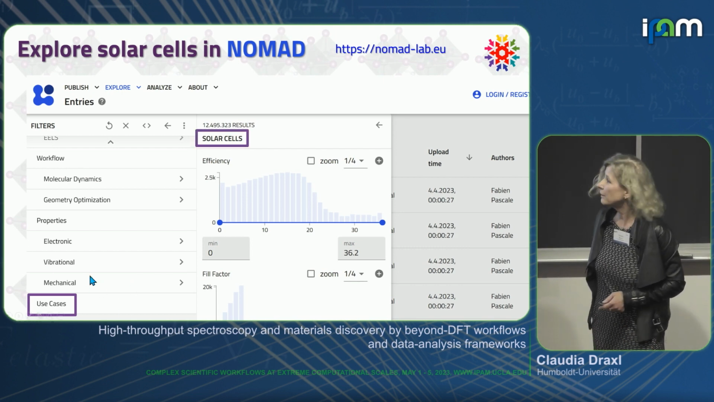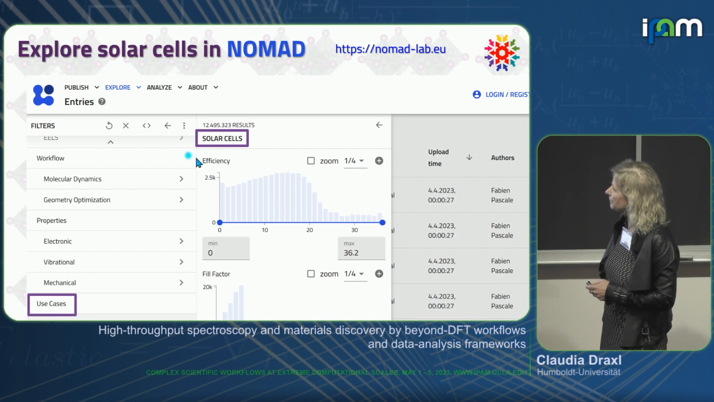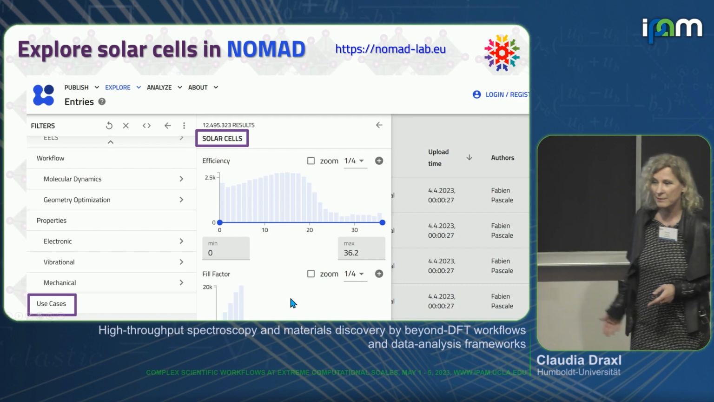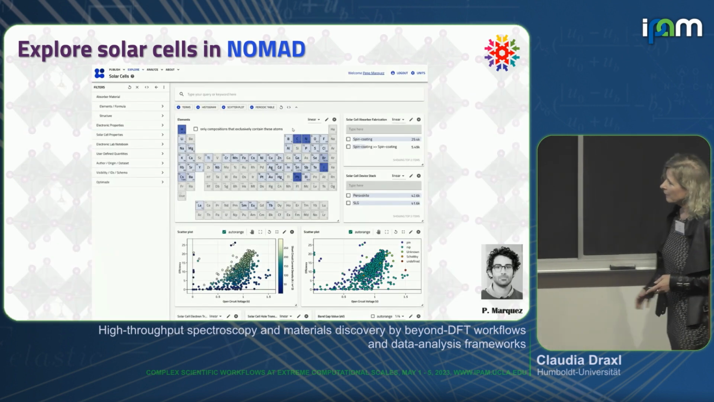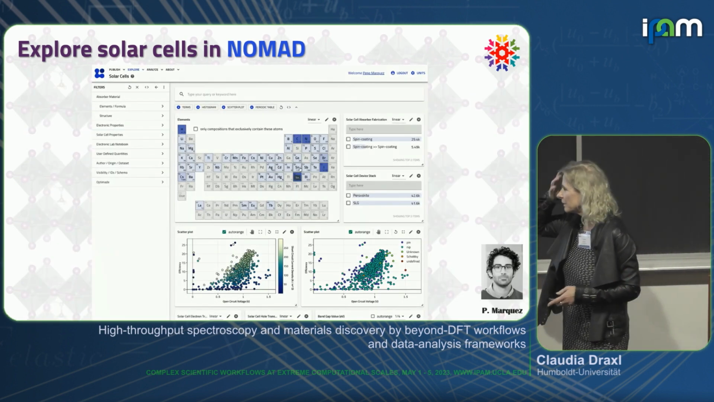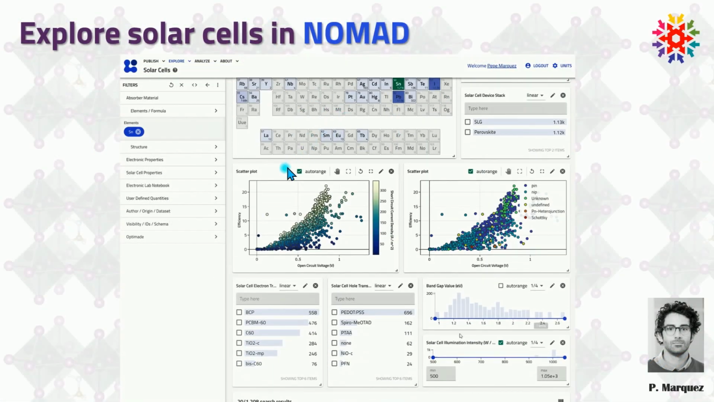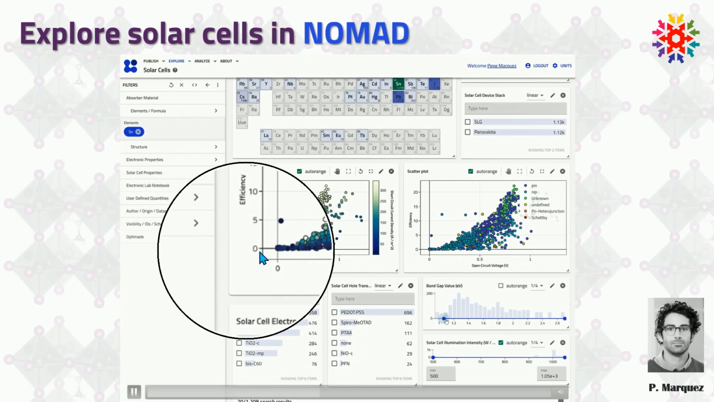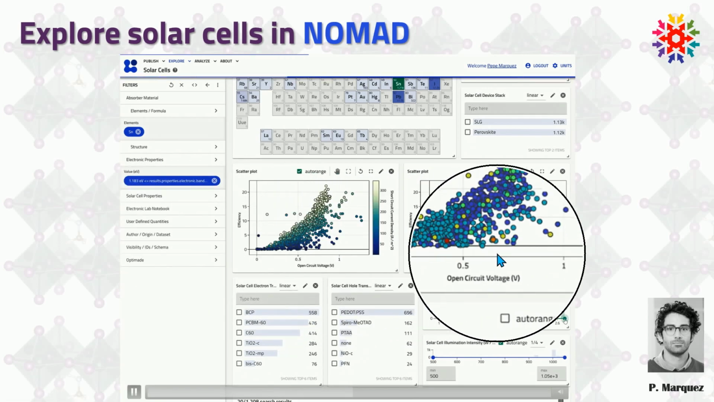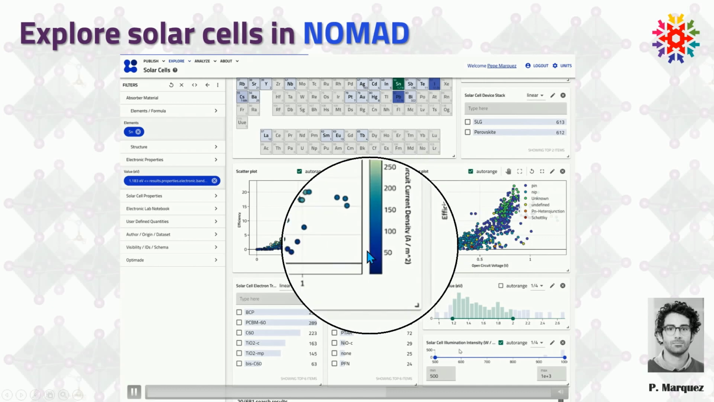One of the use cases here are solar cells, and then you can see what all these devices are about, what the properties are. So I just show you a very small movie. Don't worry if you can't read everything. So the essence is that you can select materials according to the composition. Then you can actually look at some properties of the solar cells.